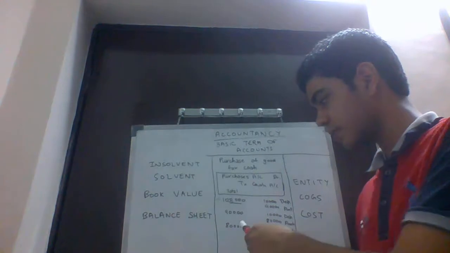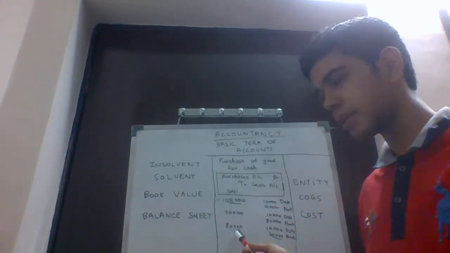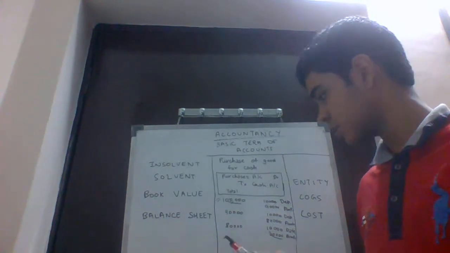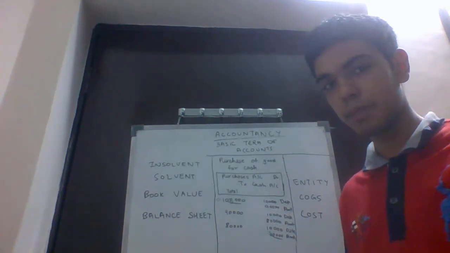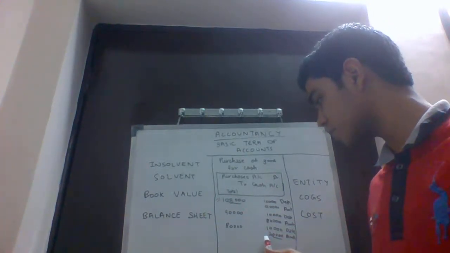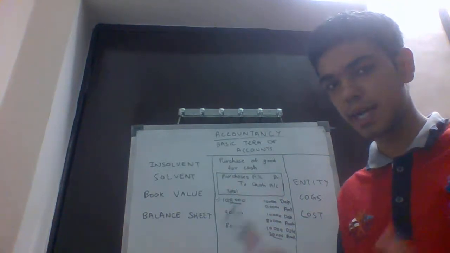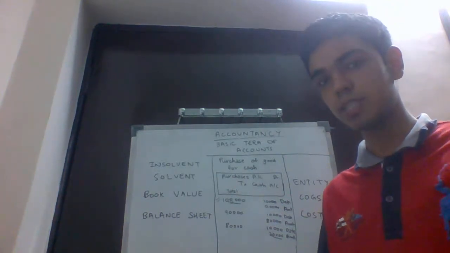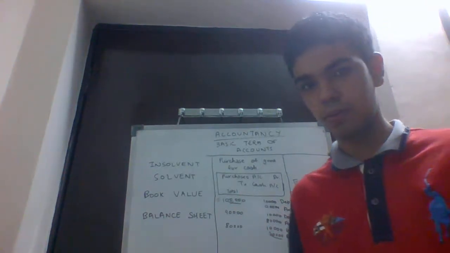In the third year, the machine's value got deducted to rupees 80,000. Now again we apply depreciation by the straight line method at the rate of 10%, that is 10,000. Here we go: 80,000 minus 10,000 equals 70,000 rupees, which is the current book value of the machinery now.